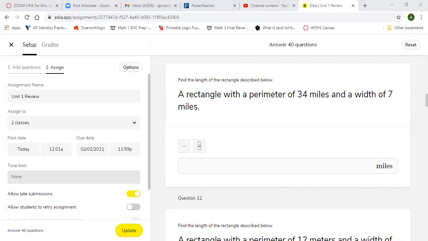And then we don't know the length, so I'm just gonna put an X, and remember both of them are the same. Perimeter means add it all up. So X plus 7 plus X plus 7 gives you a perimeter of 34.